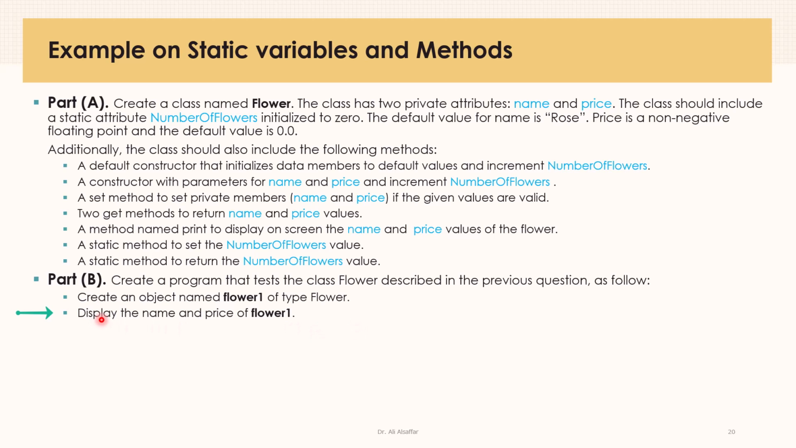Also, after we create the object, we need to display the name and the price of the flower that is created in the previous step. And then we are going to ask the user to enter a name and a price for flower1. So we will create an empty flower object, we will display its information, and then we are going to ask the user to give us a new name and a price, and we will save it into flower1. Let's go to jGRASP and create these three steps.